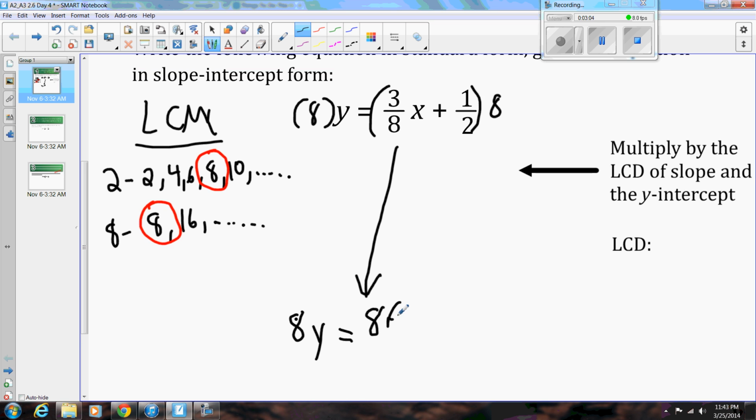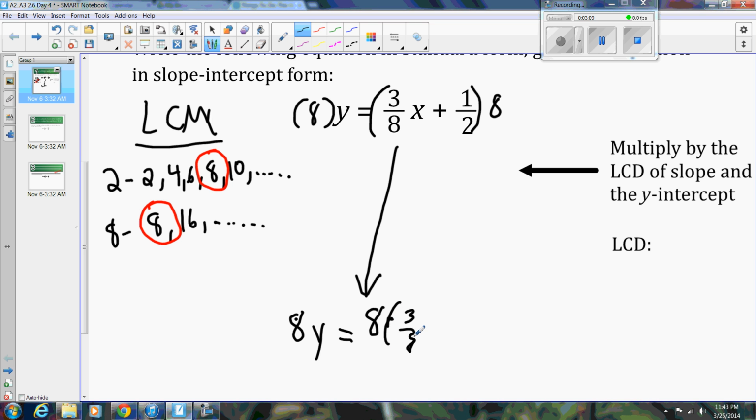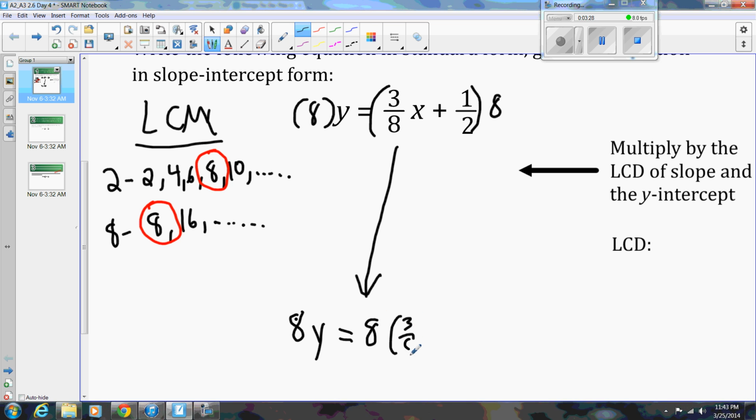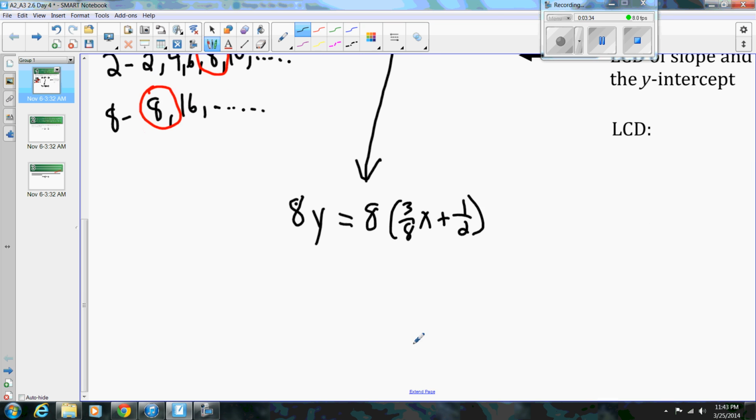So this is 8 times 3/8 x. Let's try to make this a little bit clearer. So we have 8y, and then on my right-hand side, I have 8 times 3/8 x plus 1/2. I'm using the distributive property on the right-hand side, and my left-hand side carries down.